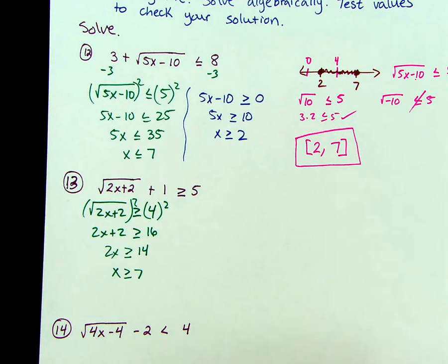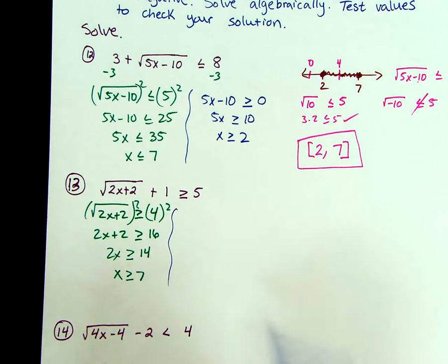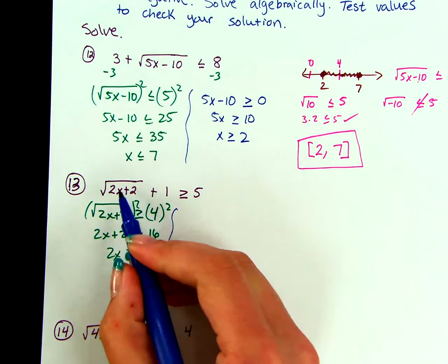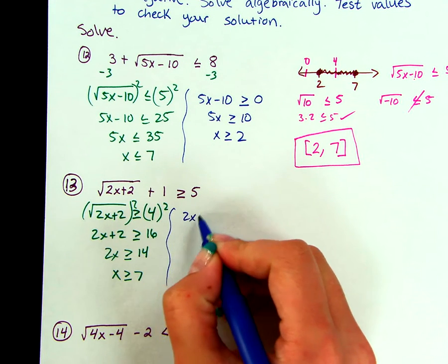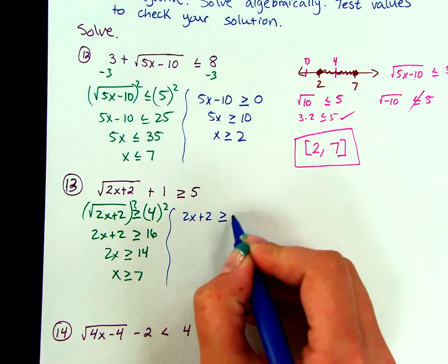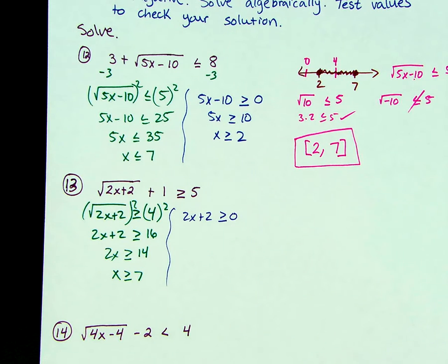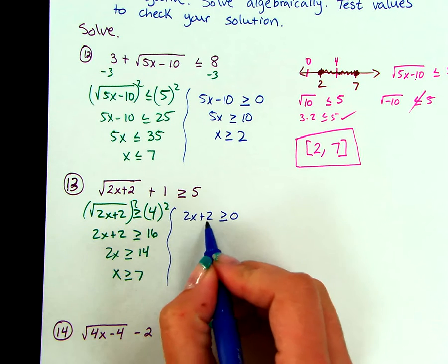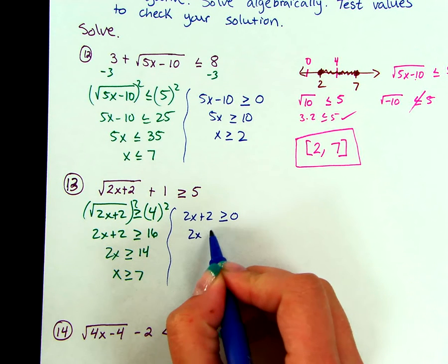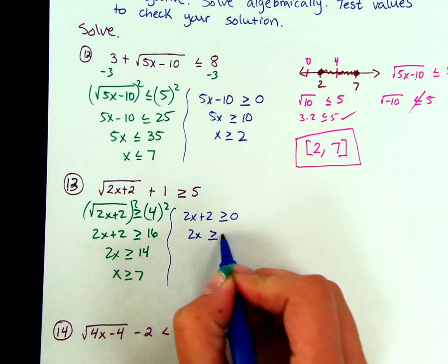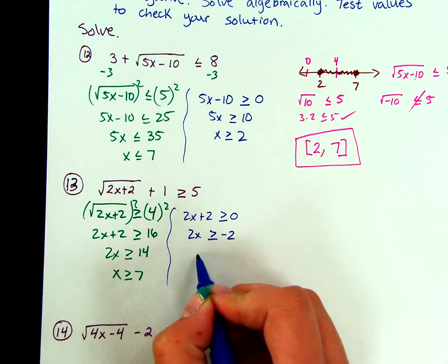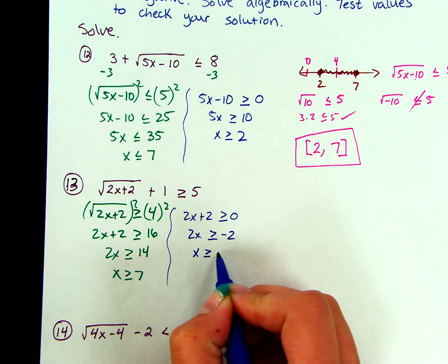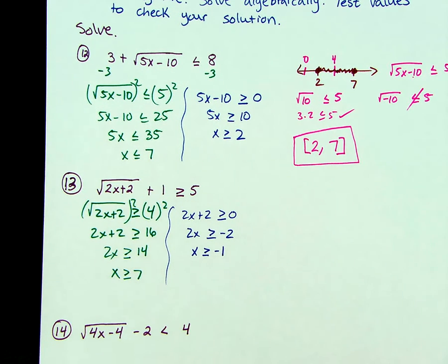So that's the first part. Now we're going to take whatever's underneath, so 2x plus 2, and that has to be greater than or equal to 0. Again, that's because we can't take an even root of a negative number, so it has to be positive. Then we're just going to solve this. We subtract the 2, and then divide by 2, so x has to be greater than or equal to negative 1.